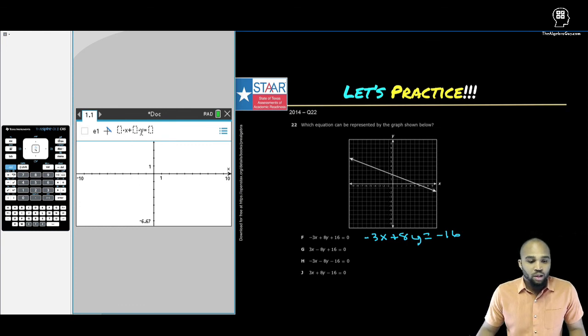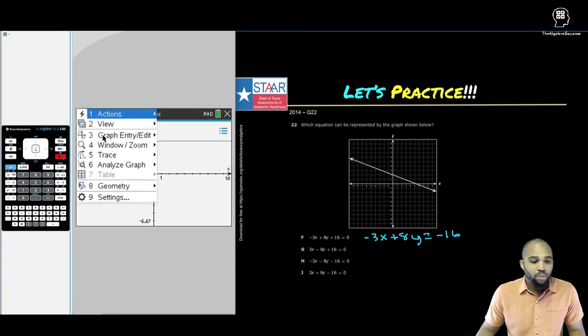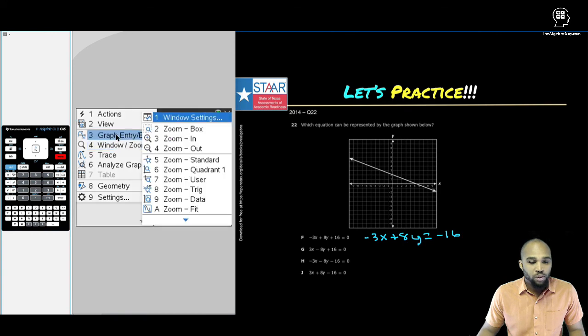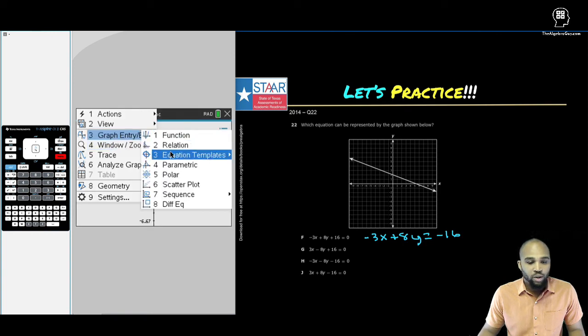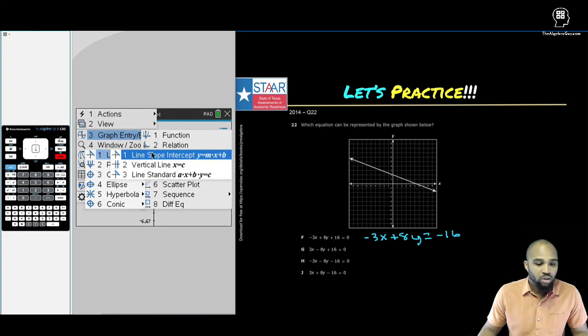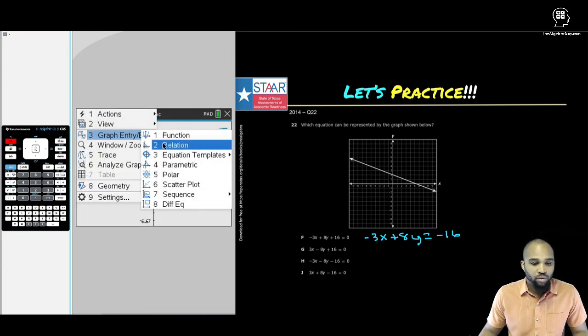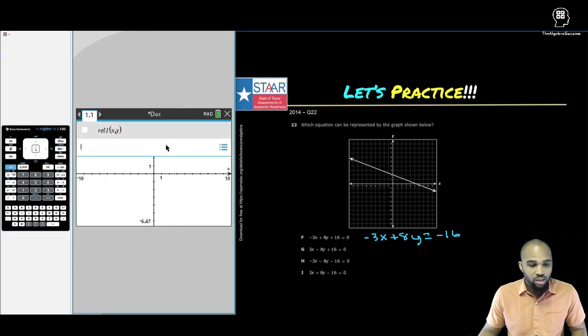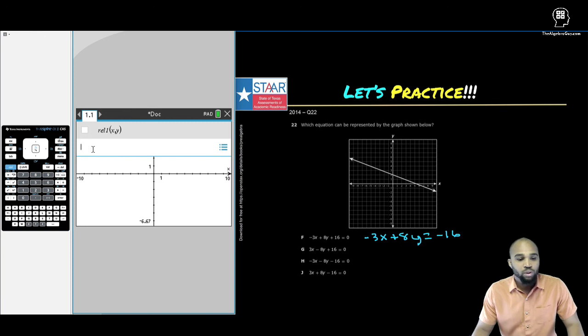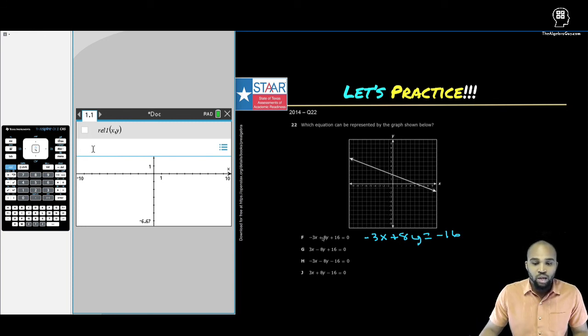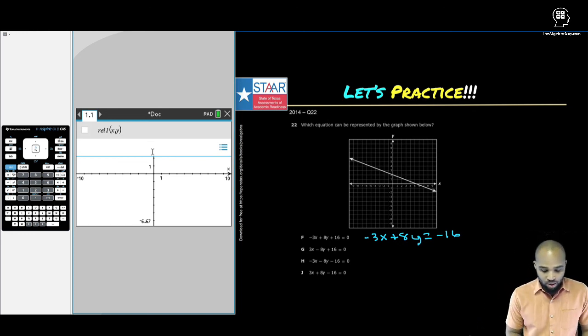So you could use standard form. Or you could go back to graph entry and equation templates, line, and actually we could use relation. That's what I wanted, relation right here. Instead of equation template, go to relation, and it gives you this blank screen. If you're using a TI-Inspire graphing calculator, you can just put them in just the way you see them, and that's what I can do here. So I'm going to put all these equations in just the way we see them. So I'm going to start with this first one here, negative 3x.